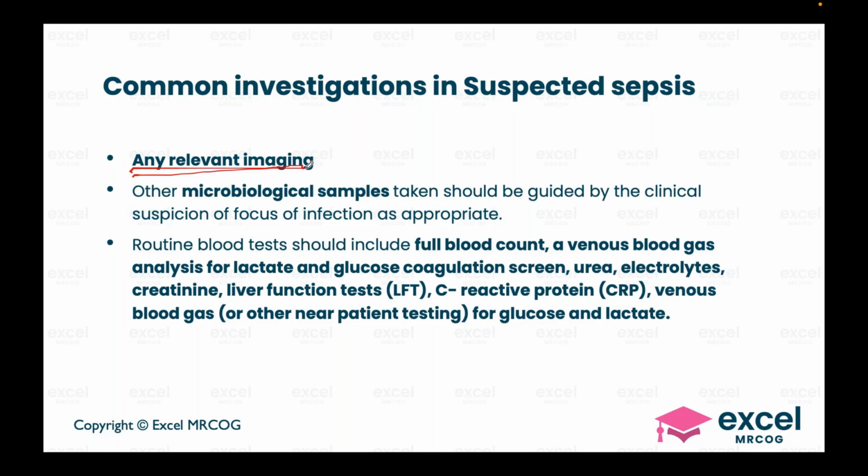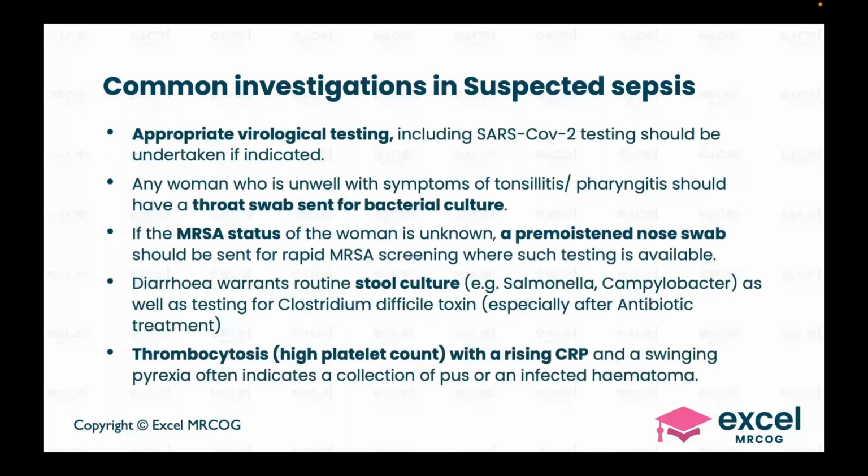You can get renal failure, so urea, electrolytes, creatinine, liver function tests. C-reactive protein is a marker of infection. Okay, it is high in bacterial infection, but it may also be high in viral infections. Venous blood gas for glucose and lactate should be done. You need to do appropriate virological tests, okay, as we have discussed, SARS-CoV, and throat swab for bacterial culture.